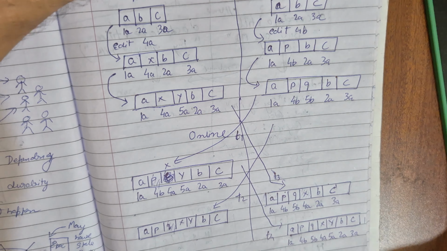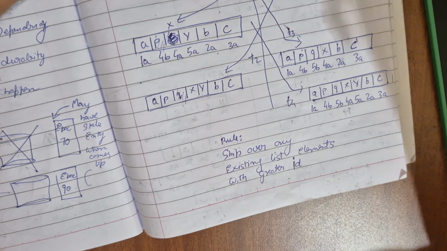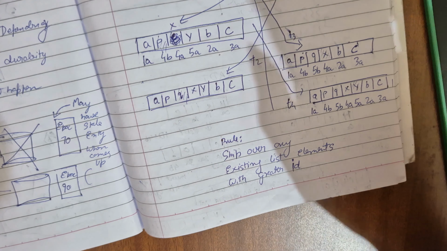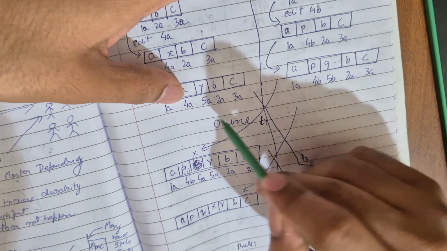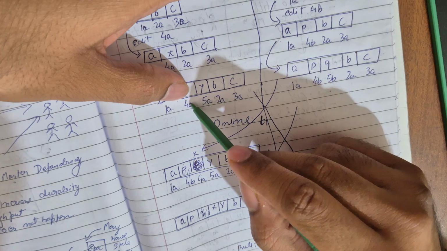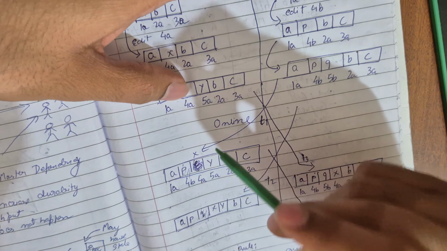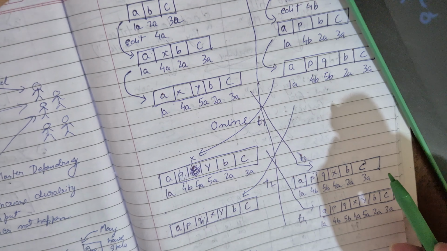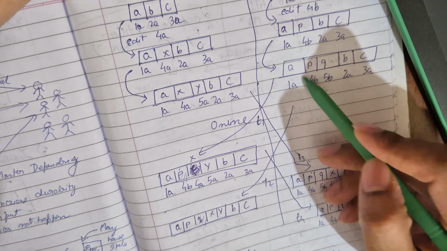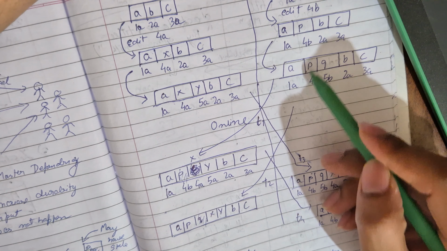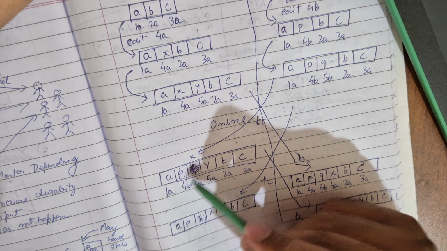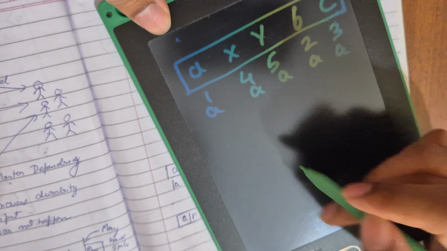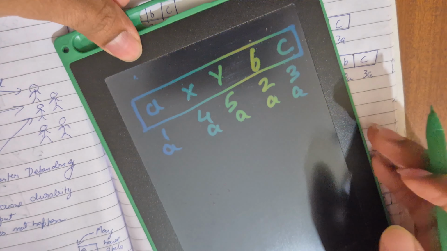Before starting the operation transformation in the central server, we have this rule: skip over any existing list element which has a greater ID. So if 4B is coming and it sees that the next element has a greater ID, it will skip. Let's see with an example what happens when this P, 4B, is coming to server number A. Previously server A looks something like this.